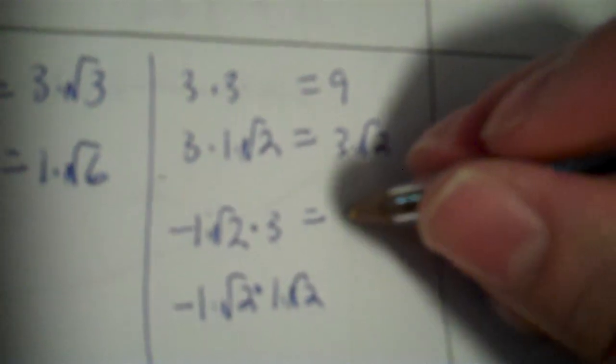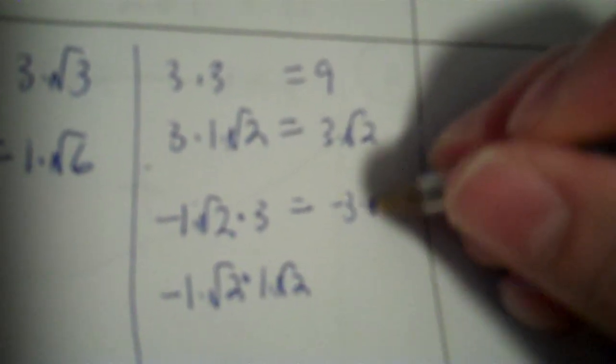So we got 9, 3 times the square root of 2. Oops, I need to write what I'm multiplying. Same two things, 3, 1 times the square root of 2. So negative 1 times 3 is negative 3 times the square root of 2. Negative 1 times 1 is negative 1 times the square root of 4. Okay. So on top we got 3 times the square root of 3, and we've got 1 times the square root of 6.